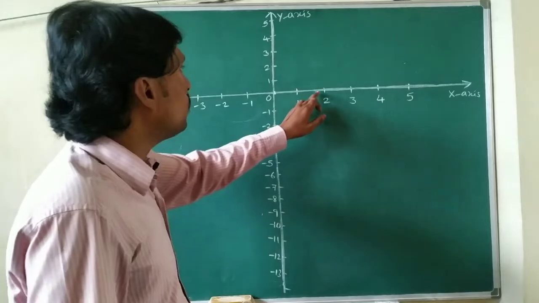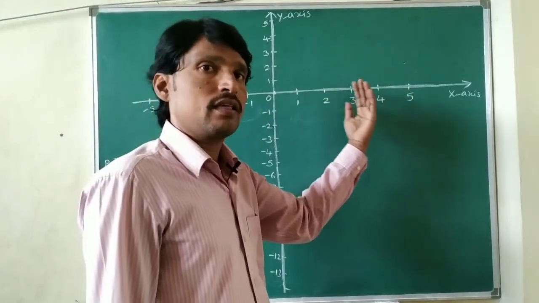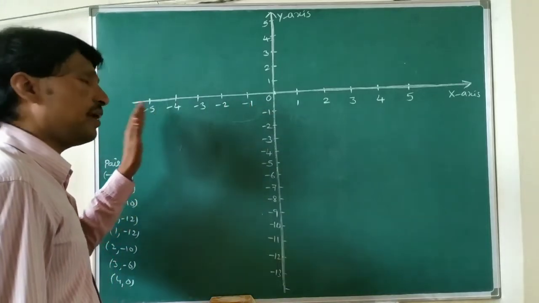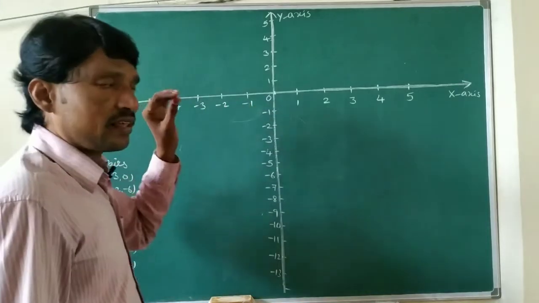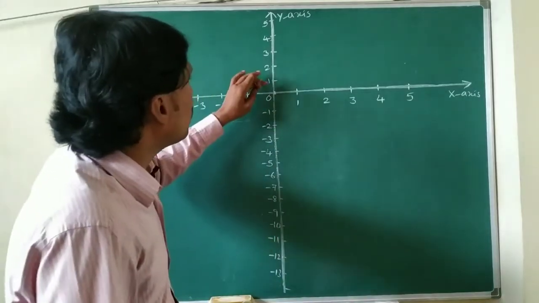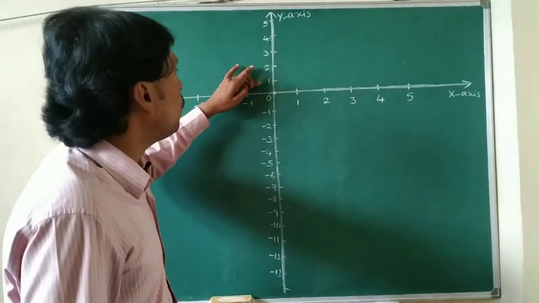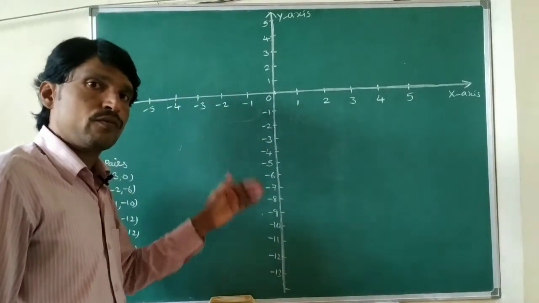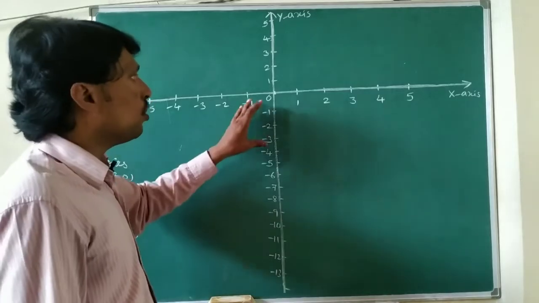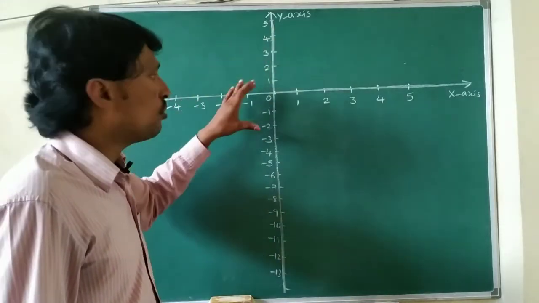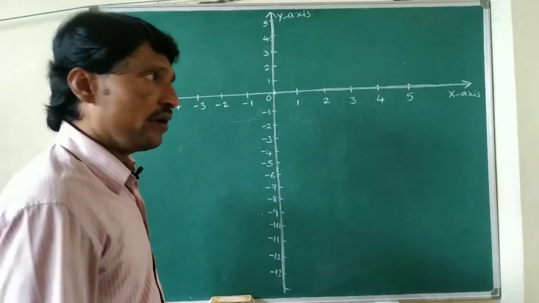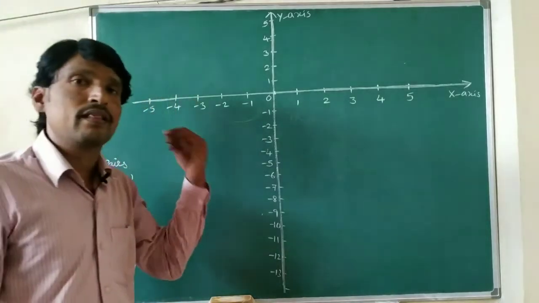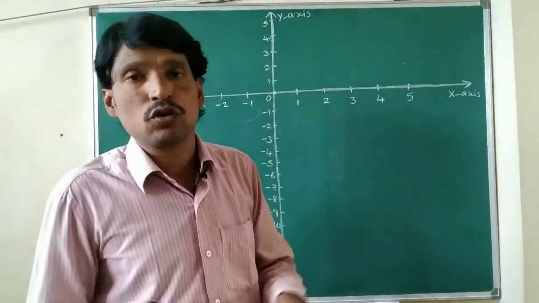So I took here 1, 2, 3, 4, 5 on the right side of the 0, and on the left side of the 0 also, minus 1, minus 2, minus 3, minus 4, minus 5. On the x-axis I took 1 unit. On the y-axis, above the 0 I took 1, 2, 3, 4, 5 and below the 0 minus 1, minus 2, minus 3, minus 4, minus 5, and so on. So above the 0 I took positive values, below the 0 I took negative values. Now here I have written the pairs also. Actually we got those pairs from the table.